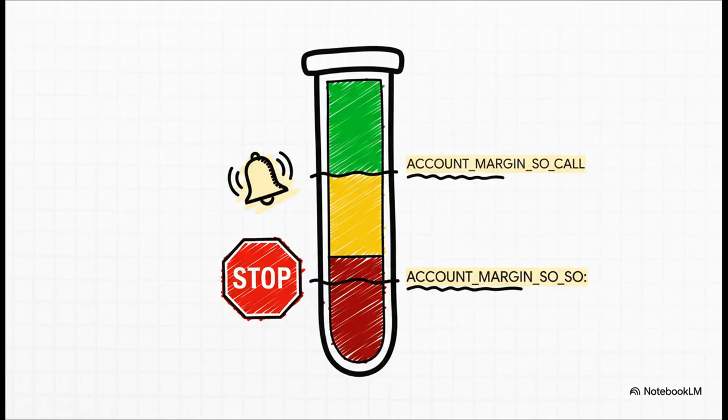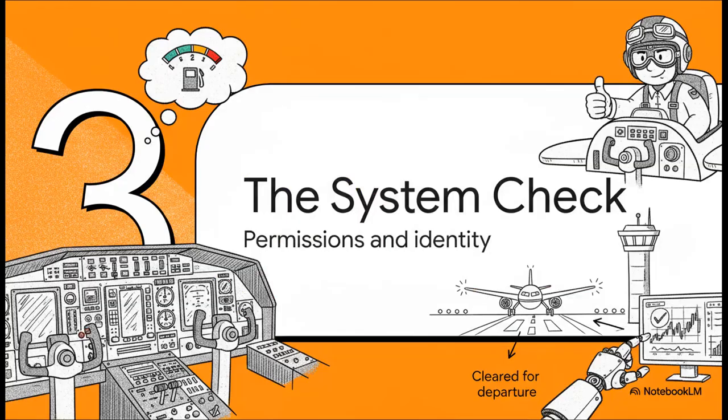And here's exactly why that buffer is so critical. Your broker sets 2 very important lines in the sand. The first is the account margin so call, or margin call level. That's your first, hey, you might be in trouble warning. But the second one, account margin so, that's the stop out level. If your margin level drops to this percentage, it's game over. The broker's system takes control and starts closing your trades. For any automated system, knowing these 2 values isn't just a good idea. It is absolutely non-negotiable.